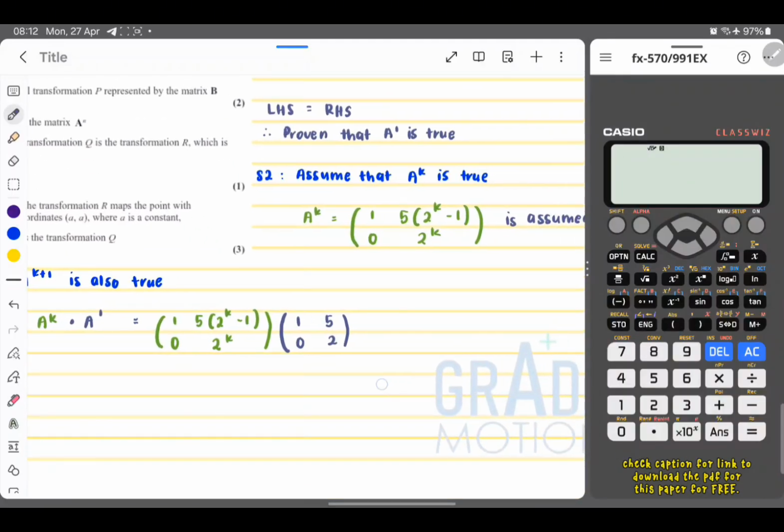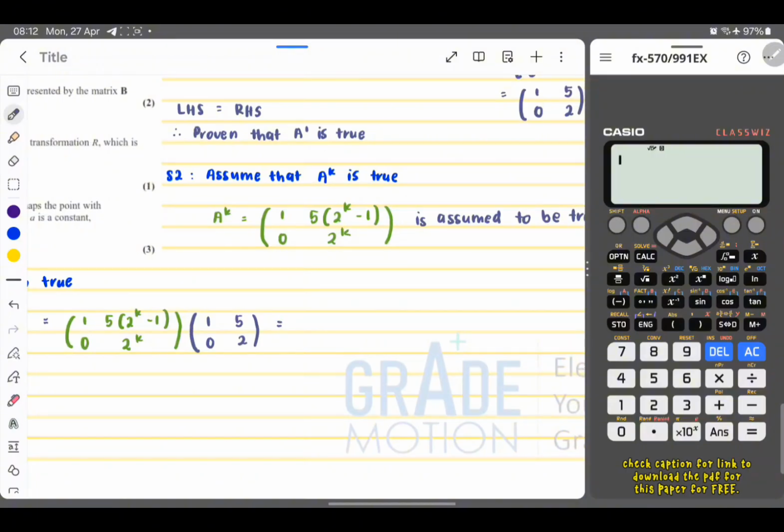Next, what we have to do is perform matrix multiplication. But we have unknowns, so we have to be very careful with our multiplication. We will begin by considering the first row from the first matrix, and we will multiply with the first column of our second matrix. So this would be, okay, let's refer to the first matrix. We will have 1, give it a bit of space, plus 5(2 to the power of k minus 1). Now let's take a look at our second matrix.